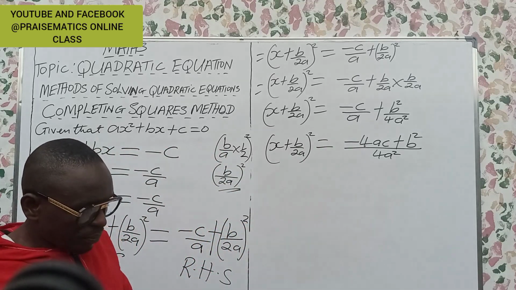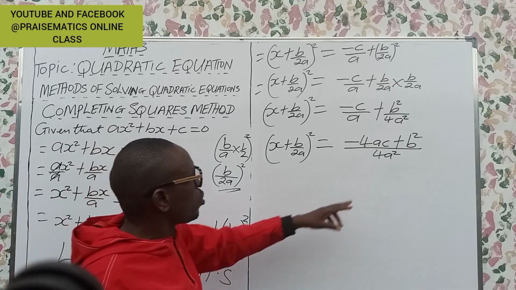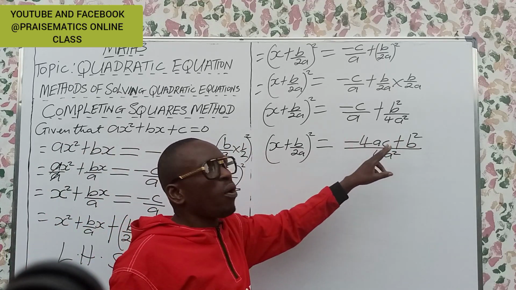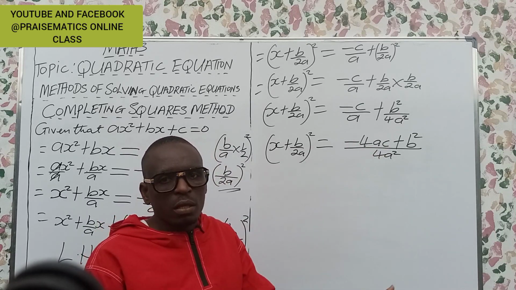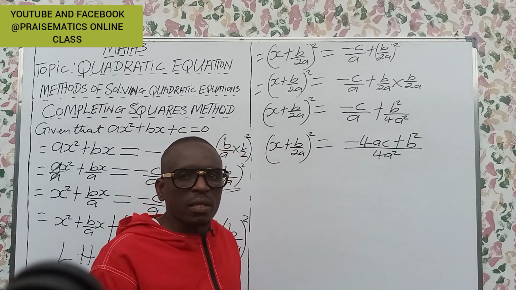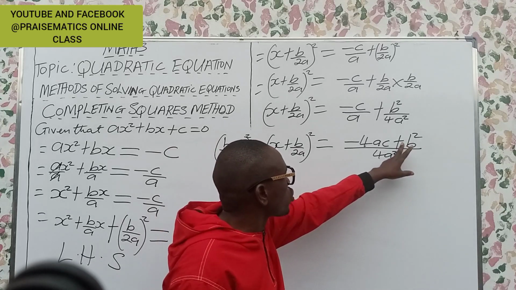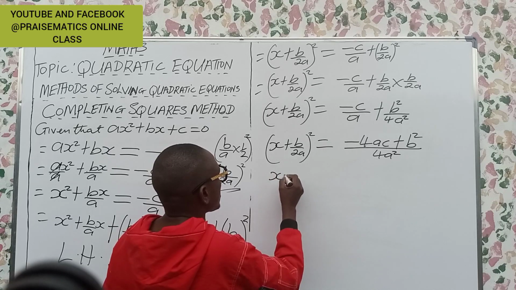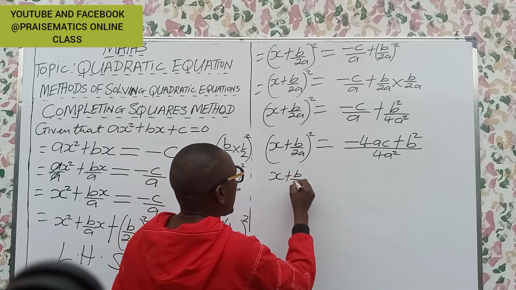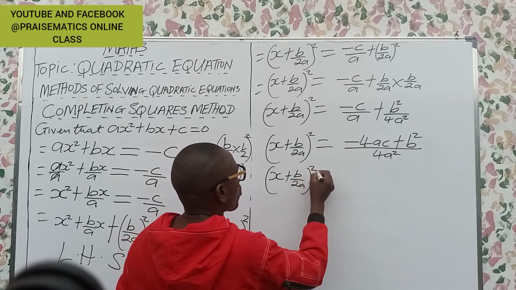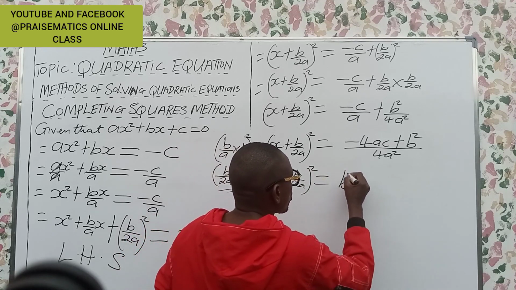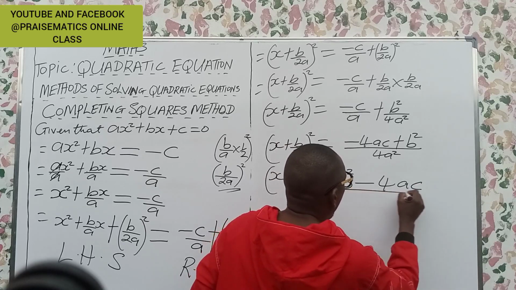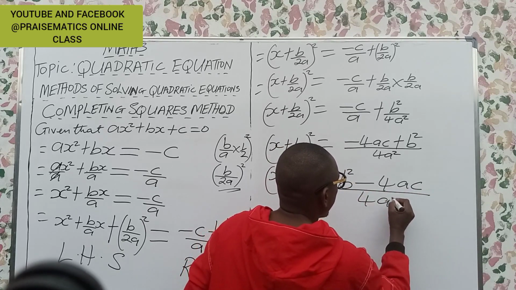Now, that is step 6. So we are going to turn this thing upside down so that we have b square minus 4ac. We interchange, if you like. You interchange this so that plus comes before the minus. So we are going to have x plus b over 2a all square is equal to b square minus 4ac all over 4a square.